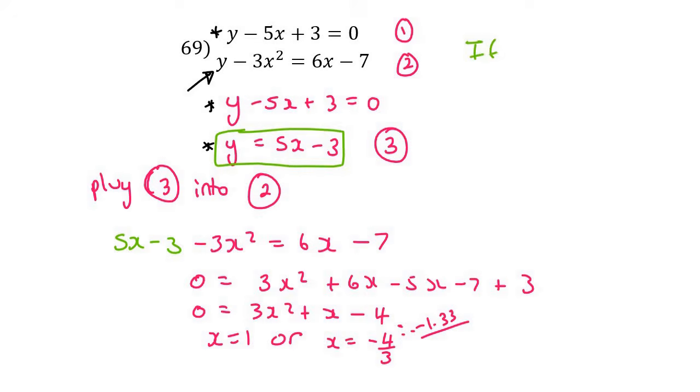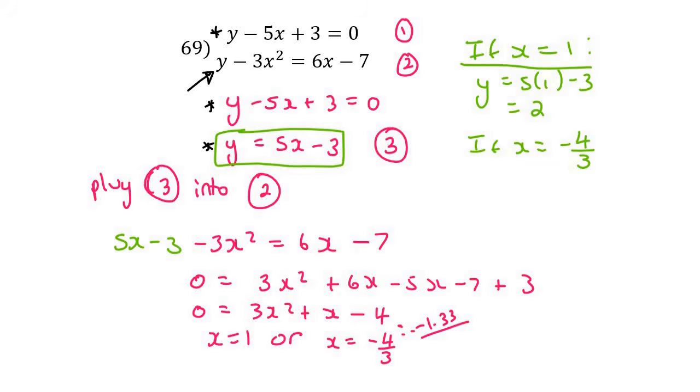So we can say that if x equals 1, then y would be equal to 5 times 1 minus 3, and so y would be equal to 2. Then if x equals negative 4 over 3, then y would be equal to 5 times negative 4 over 3 minus 3, and that gives us negative 9.67.